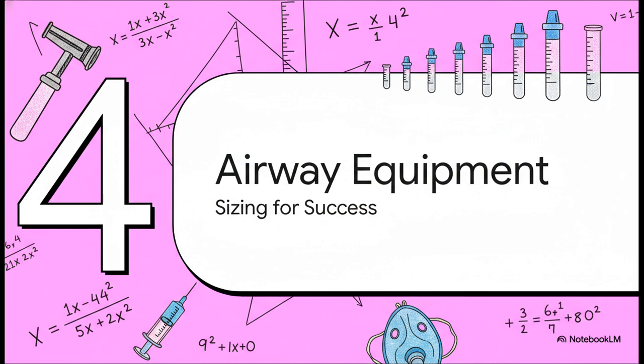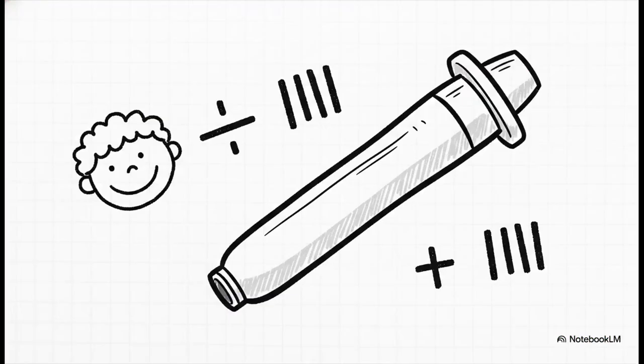Getting the size right on the first try is absolutely critical, but don't worry, we've got some really simple formulas to guide us. First up, the classic formula for an uncuffed endotracheal tube in a kid over 1 year old. This is one you'll use all the time. It's just their age in years, divided by 4, plus 4. So for a 4-year-old, that's 4 divided by 4 is 1, plus 4 gives you a size 5 tube. It's simple, it's effective, and it's easy to remember under pressure.